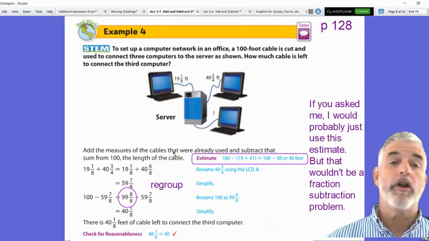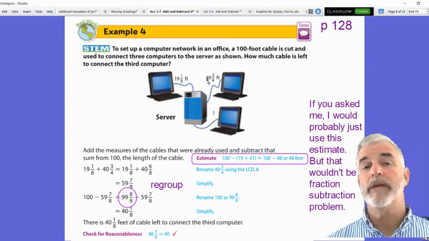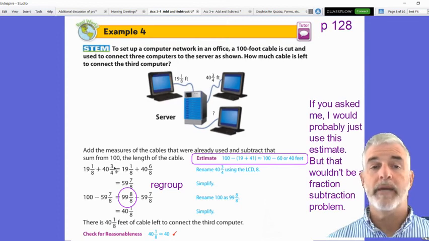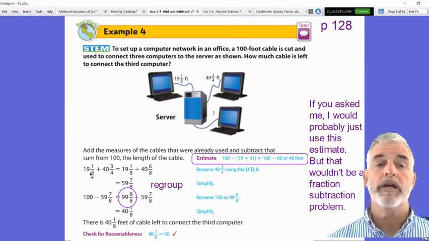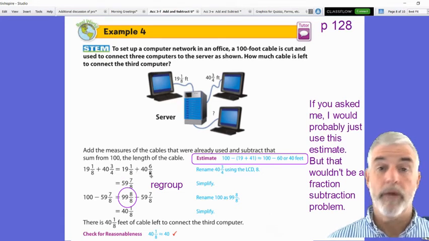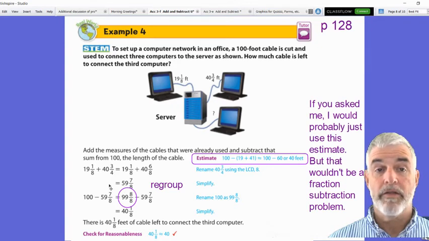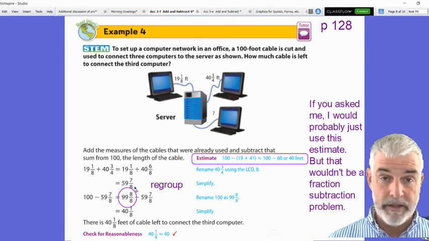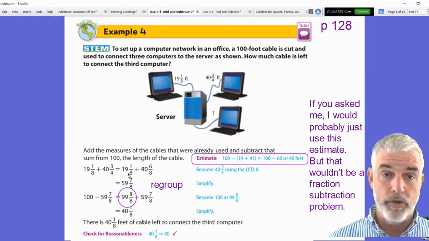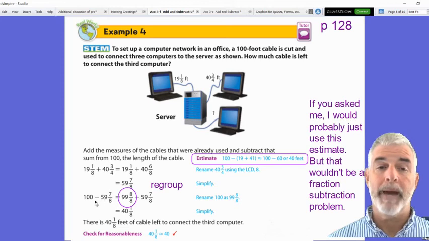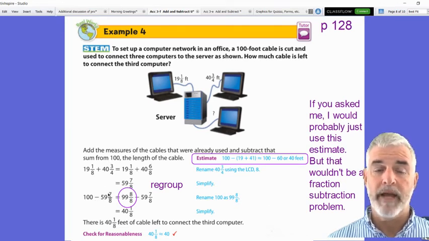So first, you have to add these two together, okay, to see how much you have already used. So 19 1/8 plus 40 3/4, common denominator is 8ths. So you get 19 1/8 plus 40 6/8. That's 59 and 7/8. Okay, that's how much you have used. So that means what you have left is 100 minus 59 7/8.